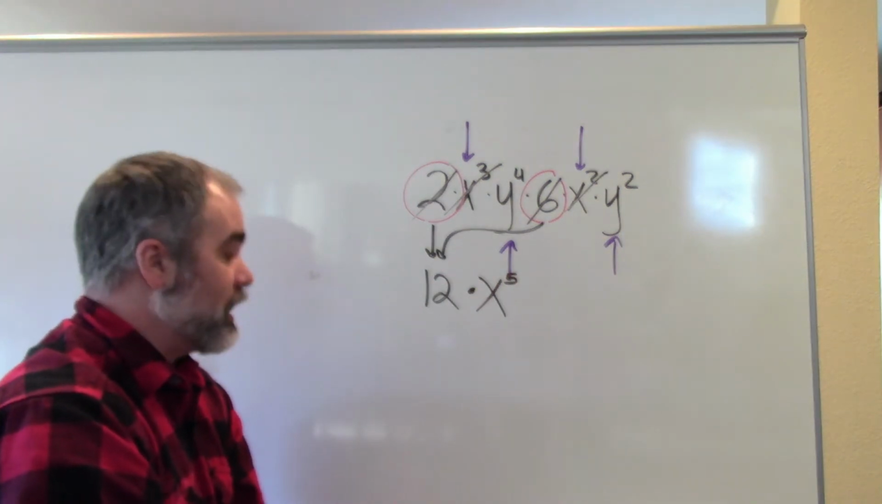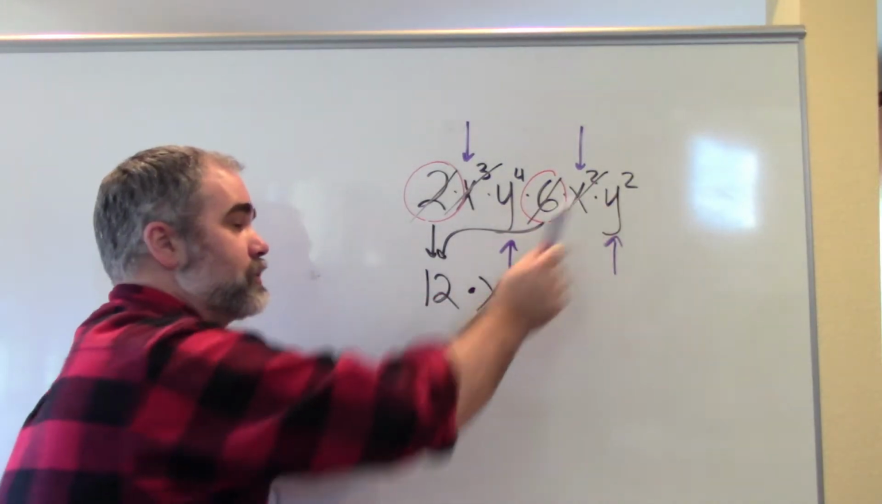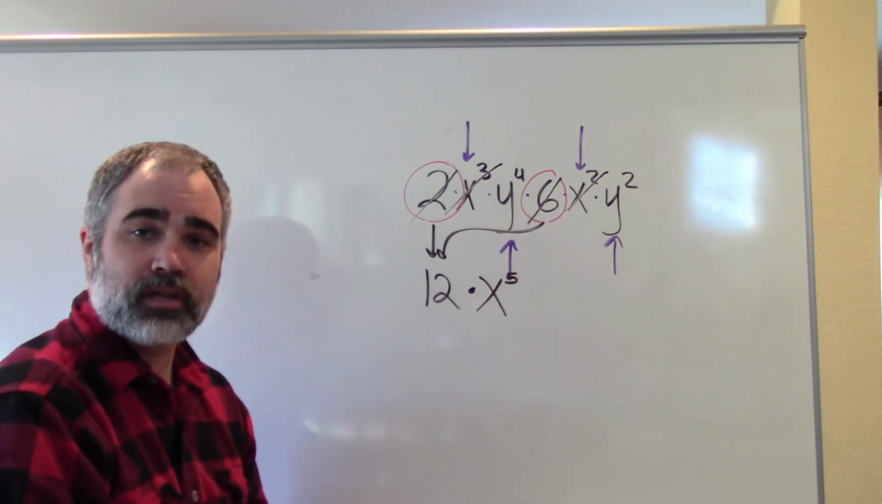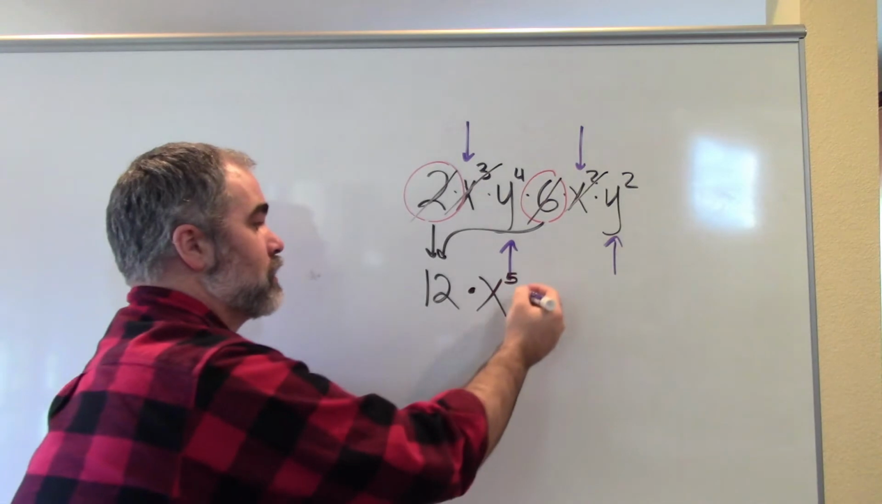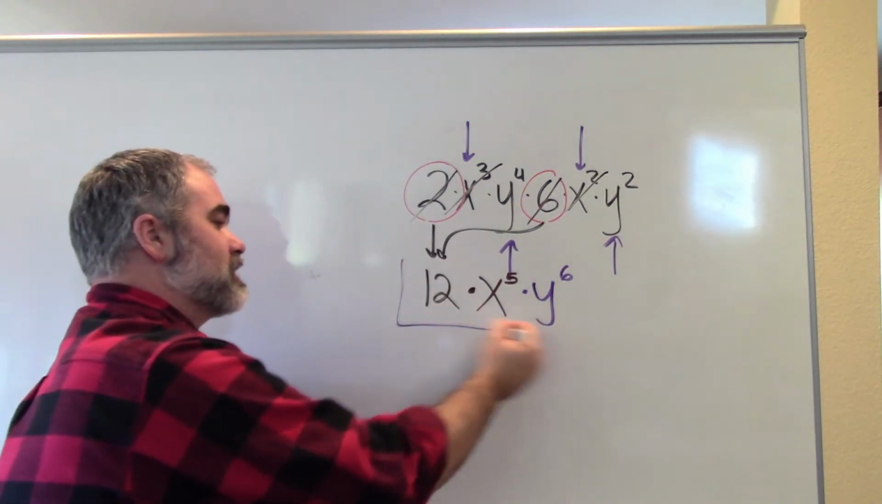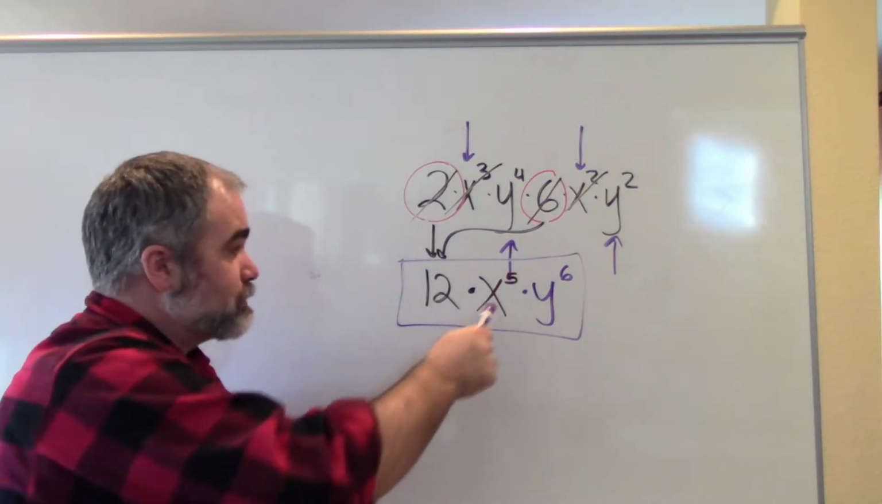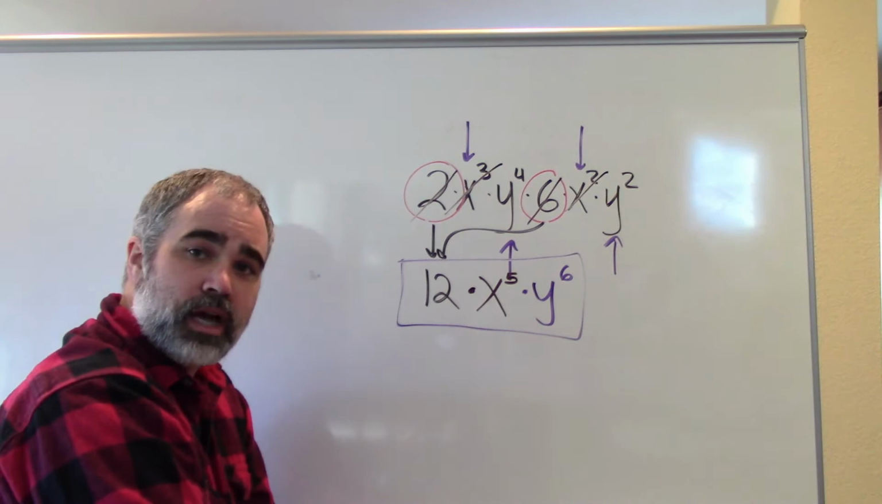And then lastly, I've got my y's, and I see here I've got 4 y's and 2 y's. So together that's a total of 6 y's that have been multiplied together, which I can abbreviate as y to the 6th power. And that's as simple as you can get it. You can't do anything else. Remember, the exponent only refers to what we're talking about here.